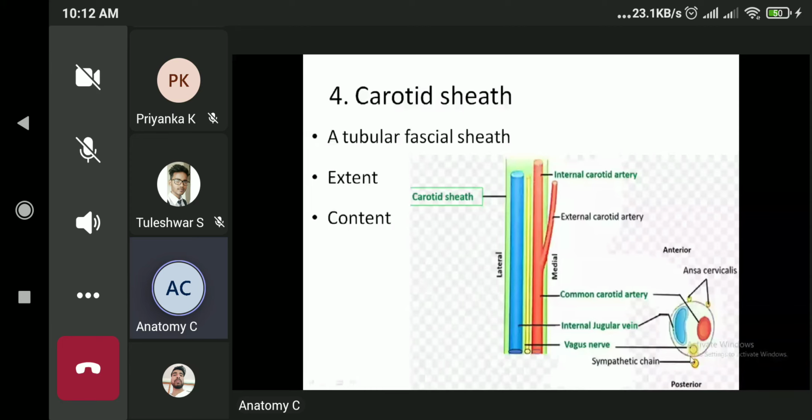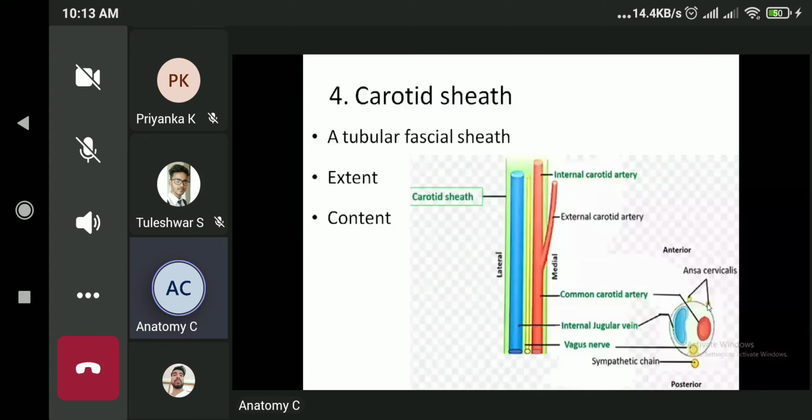And remember, this is the anterior wall of the carotid sheath, and this is the posterior wall. Posteriorly, the carotid sheath is related to an important structure, the sympathetic chain, and anteriorly, the loop of nerve ansa cervicalis is embedded within the anterior wall of the carotid sheath. This ansa cervicalis is a loop of nerve which is part of the cervical plexus. So this is about the content and extent of the carotid sheath.